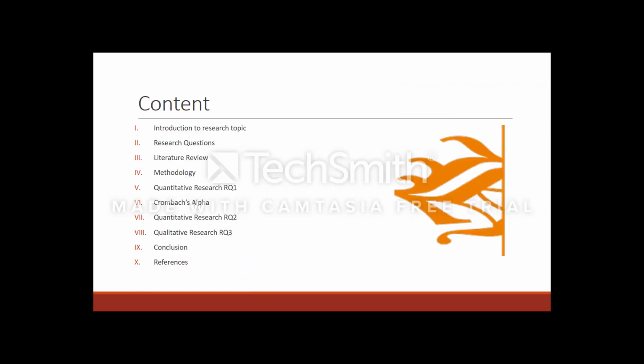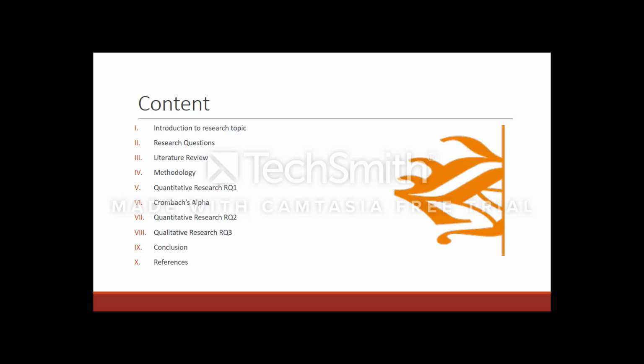First, I would like to show you the overview of today's presentation. We begin with an introduction to the research topic, followed by an overview of the research question. We look into the literature review of this research, which consists of 5 different articles about general decision-making styles, followed by the methodology. Afterwards, we talk about the research questions more in detail.